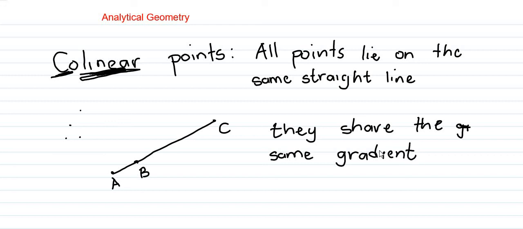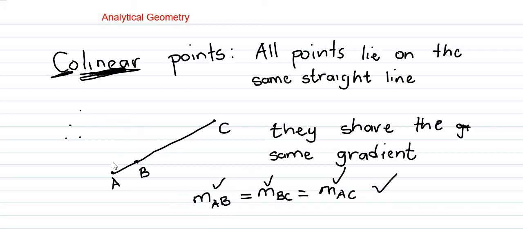So we calculate the gradient between A and B. You will find that it is equal to the gradient between B and C. And then that gradient is the same when you calculate the gradient between A and C. So again, for collinear points, the focus is on the gradient. You need to prove that the gradient between A and B is exactly the same as the gradient between B and C, which is also exactly the same as A and C. So that's how you prove that points are collinear. And then this will wrap up our first session here. This will wrap up the session on analytical geometry.